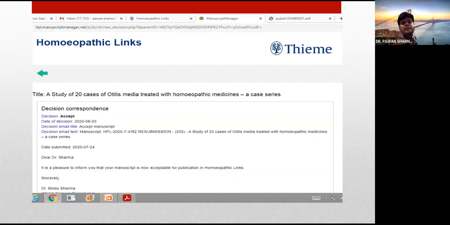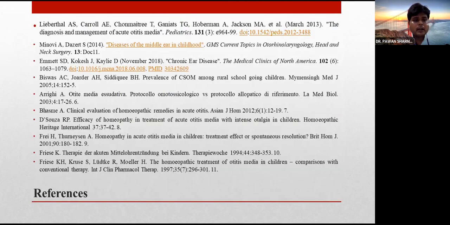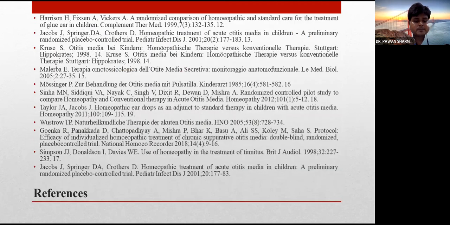This paper was accepted in Homeopathic Links, published by Thieme, and it will be published soon. And these are the references.